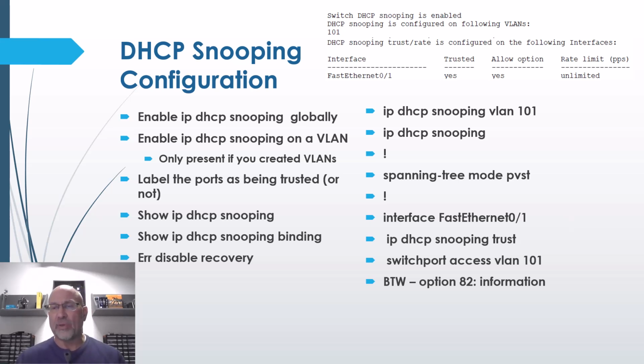So here's a sample config. This is the one that we'll probably build in our demo. So we're going to turn on IP DHCP snooping and then also on the VLAN. And then down on an individual port, we'll either make it trusted or we'll leave it as being untrusted.